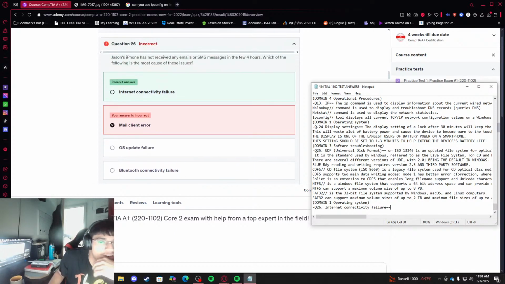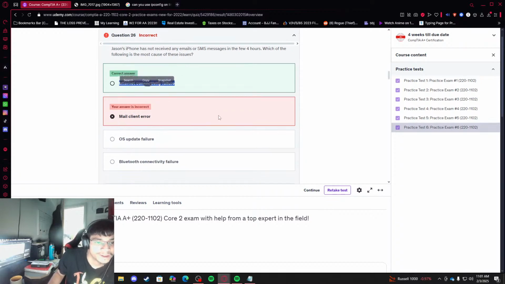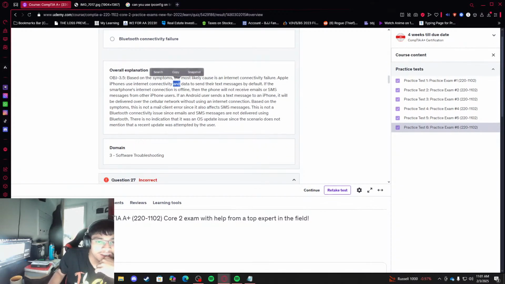I thought it was a mail client error, because if you're not able to receive any messages, it would be that. OS update failure, no. Bluetooth connectivity failure, it's irrelevant. But internet connectivity. Based on the symptoms, it is most likely an internet connectivity failure.